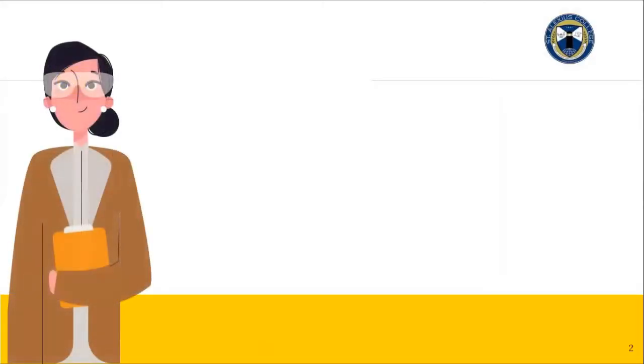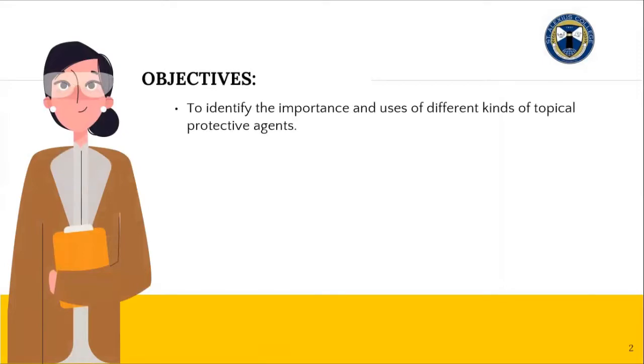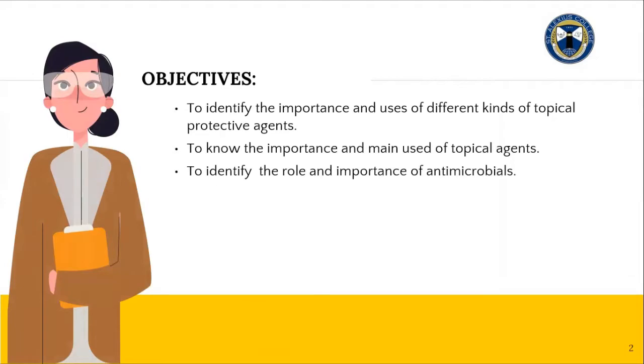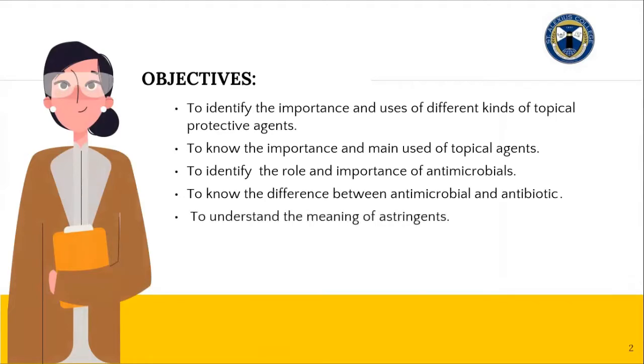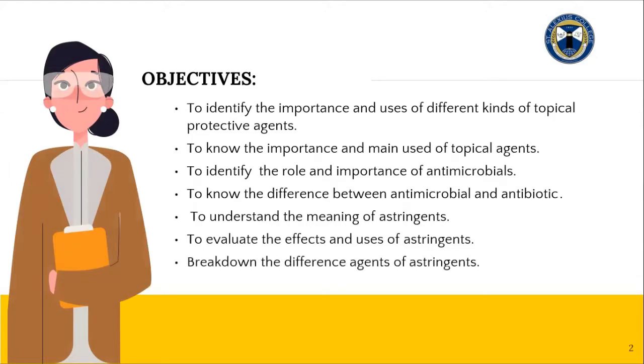So for the objectives: to identify the importance and uses of different kinds of topical protective agents, to know the importance and main use of topical agents, to identify the role and importance of antimicrobials, to know the difference between antimicrobial and antibiotic, to understand the meaning of astringents, to evaluate the effects and uses of astringents, and to break down the different agents of astringents.